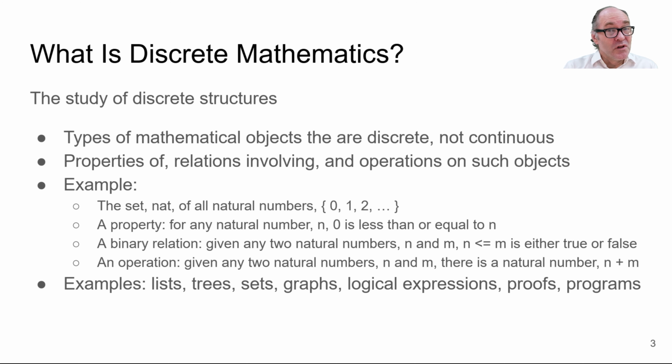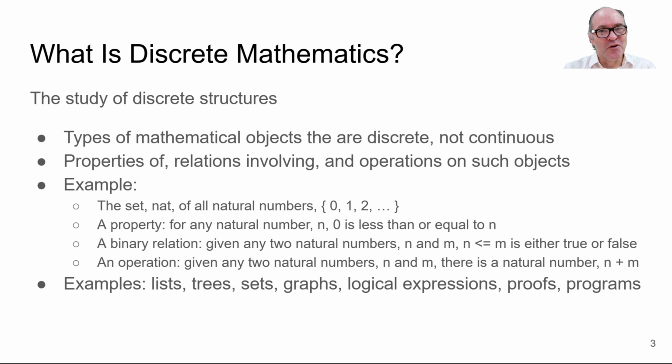Now consider a relation on this set, a binary relation. A binary relation compares or puts into juxtaposition two natural numbers and asserts that some particular relationship between them holds or doesn't hold. So consider the less than or equal relation. We can say that for any two natural numbers n and m, n less than or equal to m is either true or false. Okay, so given any two numbers, they either are in or are not in the less than or equal relation. We'll make these ideas much more precise as we go along.